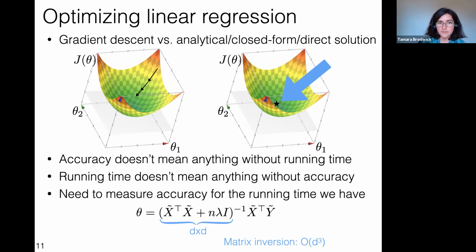And actually there are some very practical, real life values of D. You can easily get into the millions and billions, and then this can become prohibitive. It's not really something that you're going to run in practice. So if gradient descent can get super close to your optimum in a reasonable amount of time, and this exact solution cannot converge, cannot even give you any kind of answer in a reasonable amount of time, you will actually prefer gradient descent.